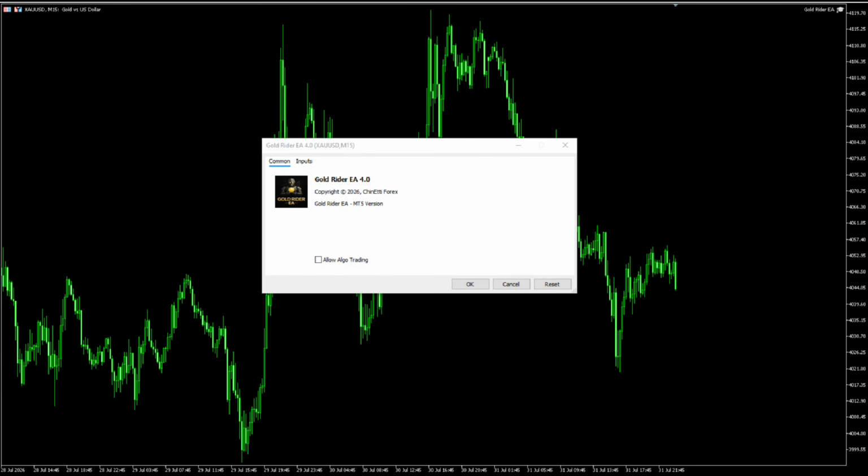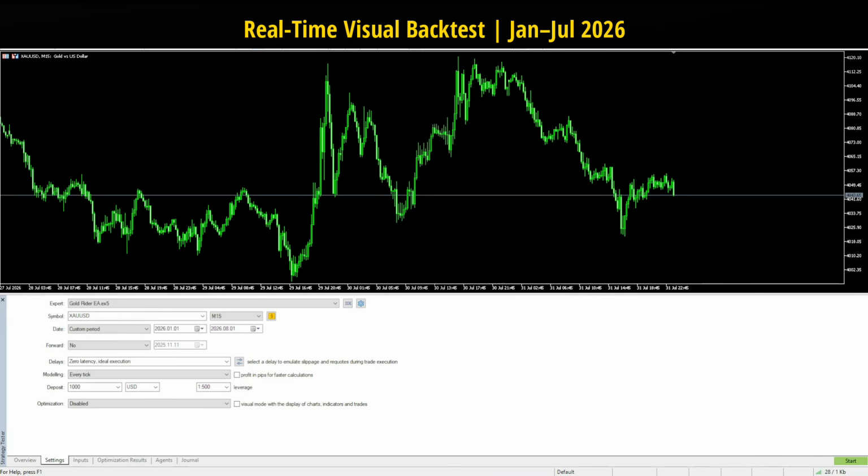GoldRider EA was built with this exact thinking from day one. As the market changed, we changed with it. Every update, built to keep the EA adapted to current conditions. All right, let's run a backtest of GoldRider EA version 4.0 over the past 7 months, starting from January 2026.